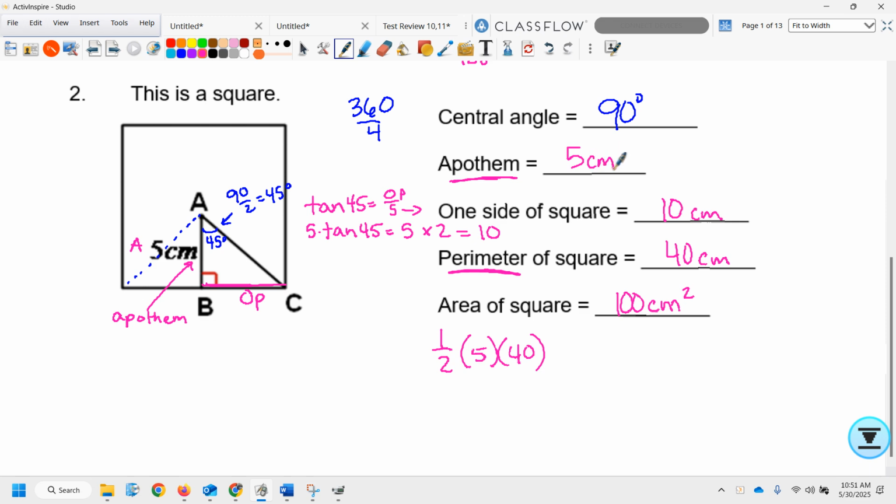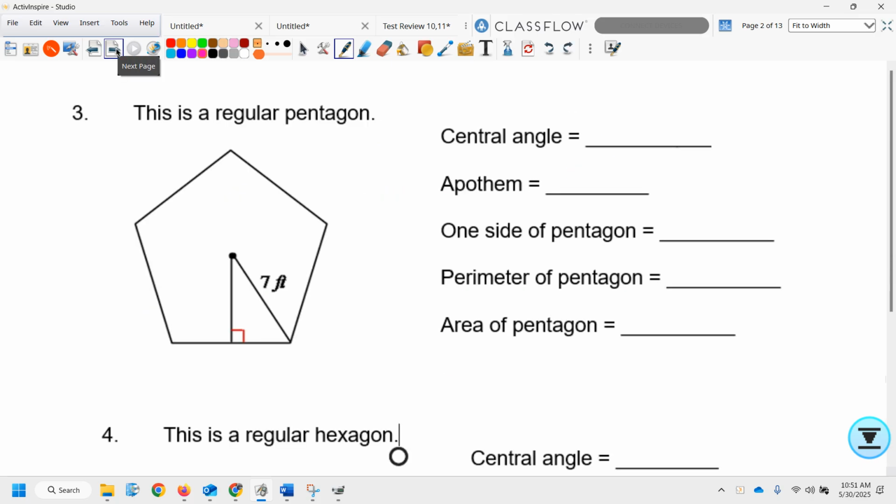Now, I did do this one for you. You saw this one already, so I can run through it again. 360 divided by 5 tells me 72 is my central angle. But remember, this is half of that, so that's 36 degrees. Okay, this is my A. This is my opposite. That's going to be my hypotenuse. The apothem was cosine of 36 is equal to A over 7. 7 times cosine of 36 is going to give me the apothem.